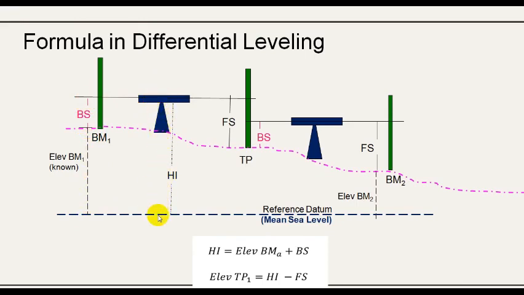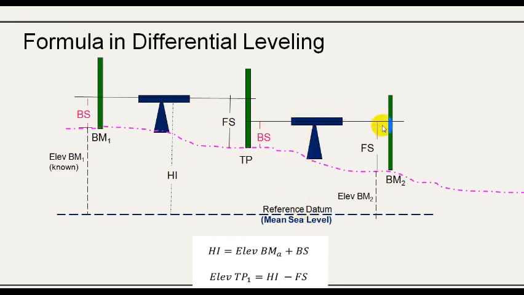or HI. Then, para makuha na po nato ang turning point, ang atong height on the ground, sa atong turning point, we have height of instrument minus foresight. So, natay height of instrument minus sa atong foresight readings. So, makuha na atong turning point. Then, para makuha ang atong height of instrument on the second setup, natay elevation sa turning point, mag-plus na po sa atong backside reading para makuha ang height of instrument on the second setup.